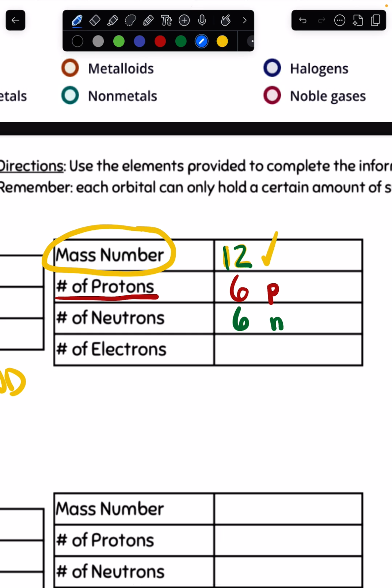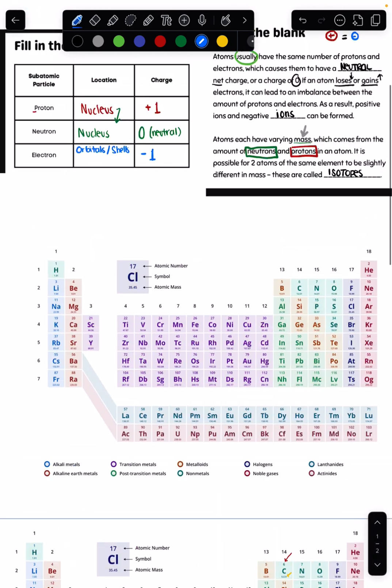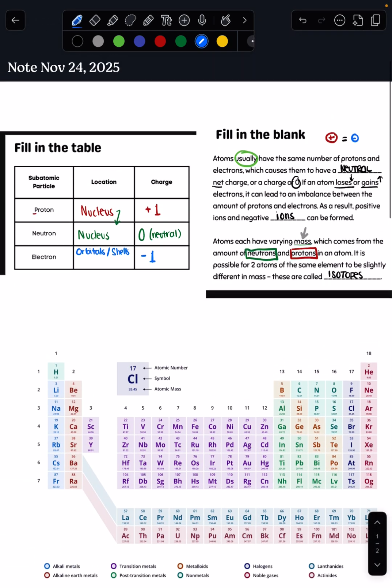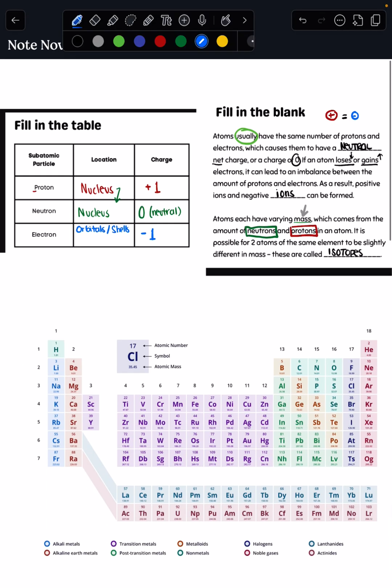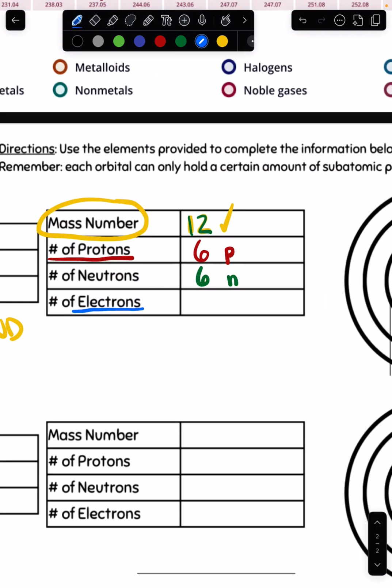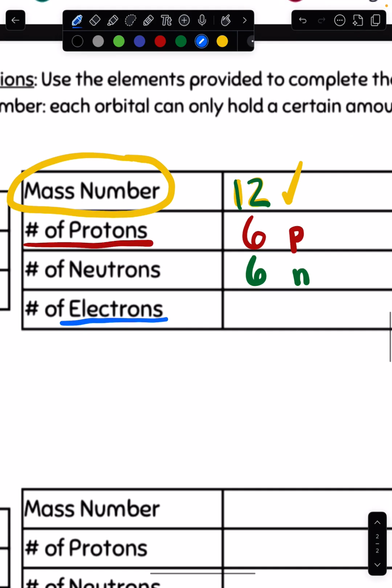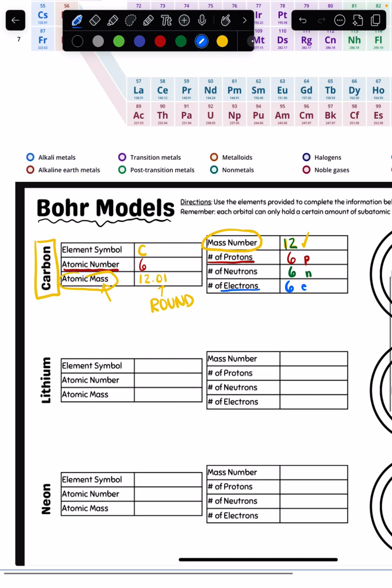The last thing to figure out, and this should be no math, is our number of electrons. Earlier we said that a neutral atom usually has an equal amount of positives and negatives, protons and electrons. So, since we're assuming that this is neutral, I just have to make sure that the number of electrons equals the number of protons. Simple as that.